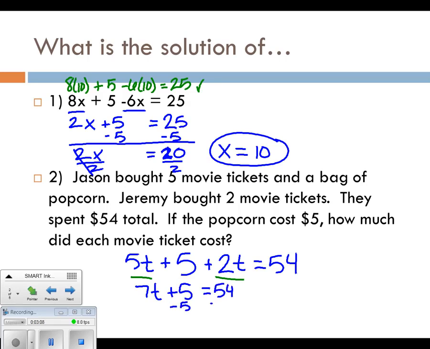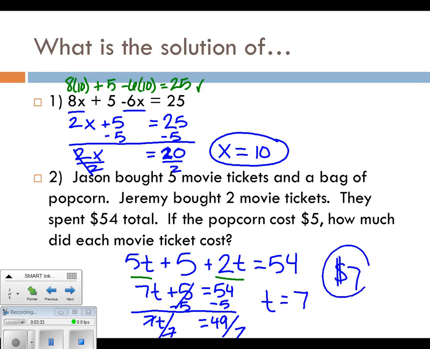Subtract 5 from both sides using our properties of equality. That's 0. 7t is the same as 49. And then divide both sides by 7, because that simplifies over here to get t alone. 49 divided by 7 gives you 7. So the cost of one ticket is $7. And you can come back up and check your work by plugging in 7 here for t and here for t. So do 5 times 7 plus 5 plus 2 times 7, and you get 54.